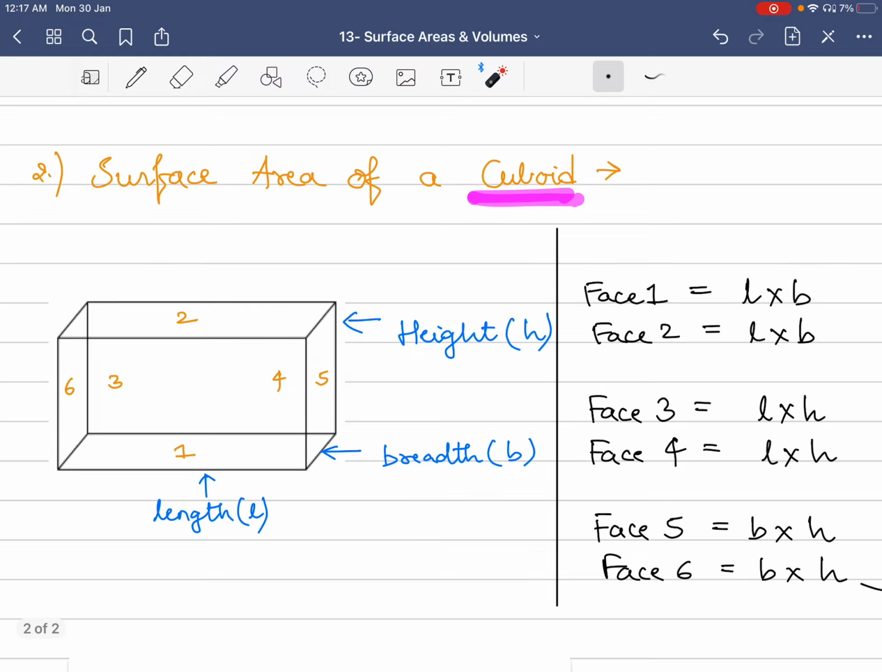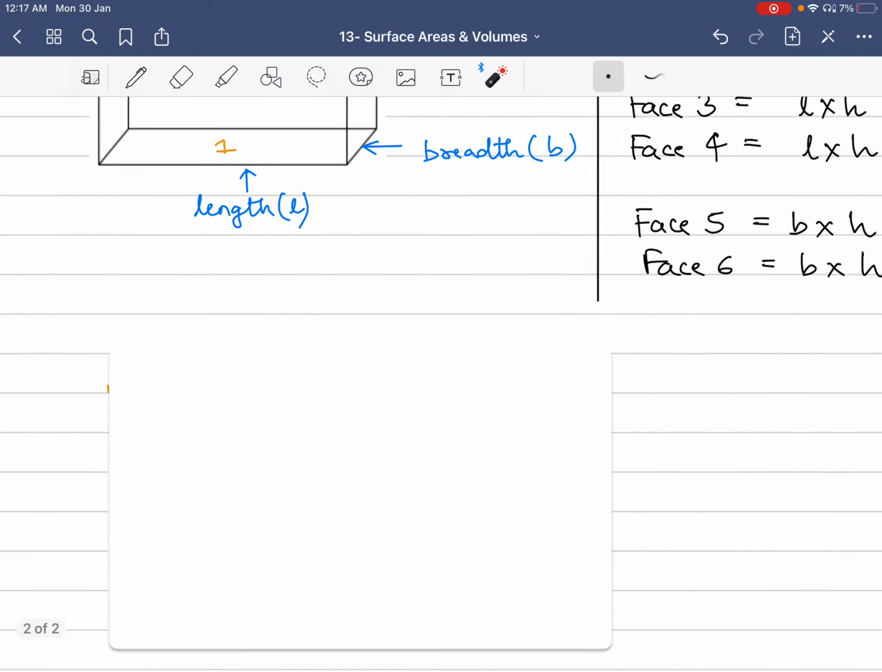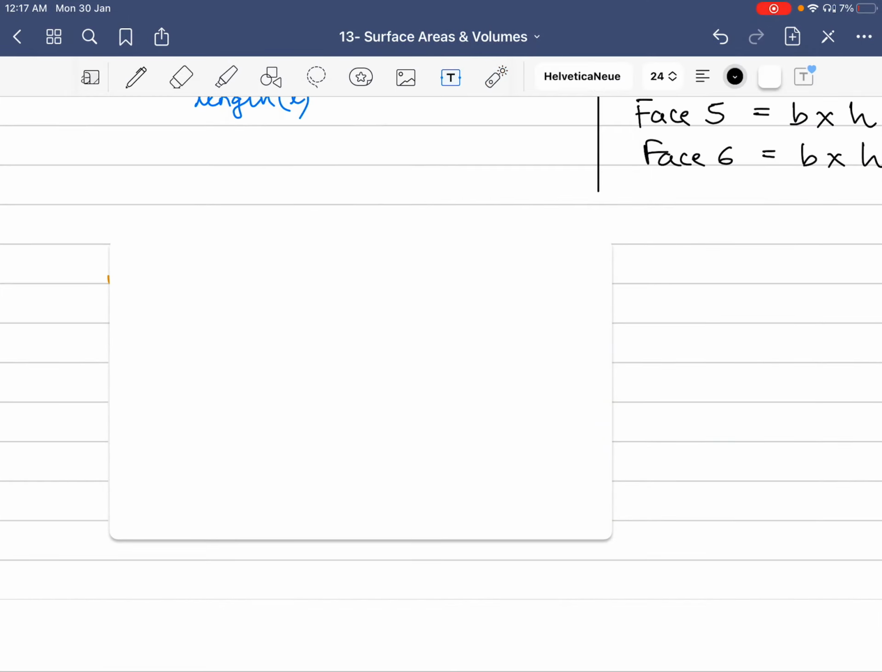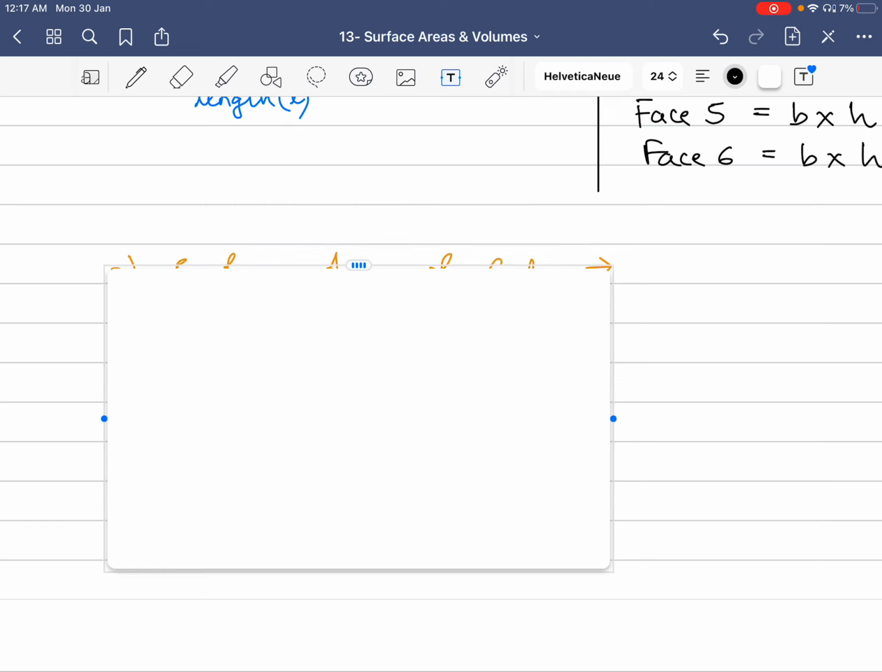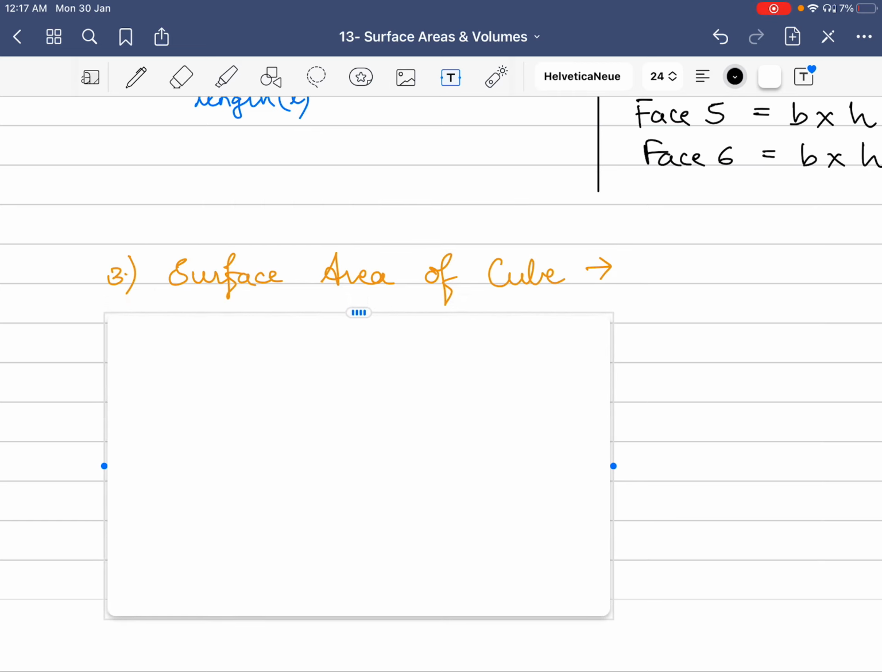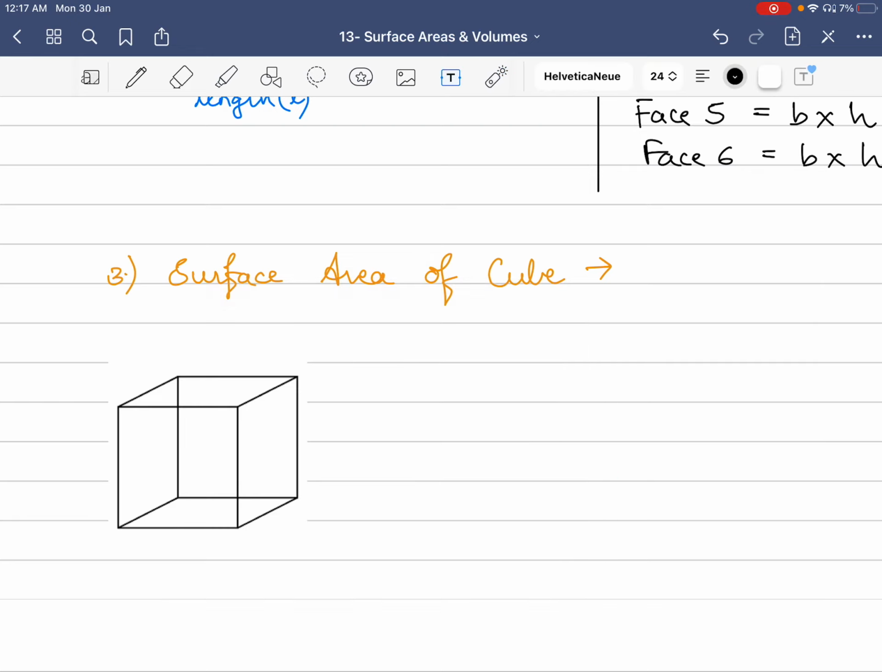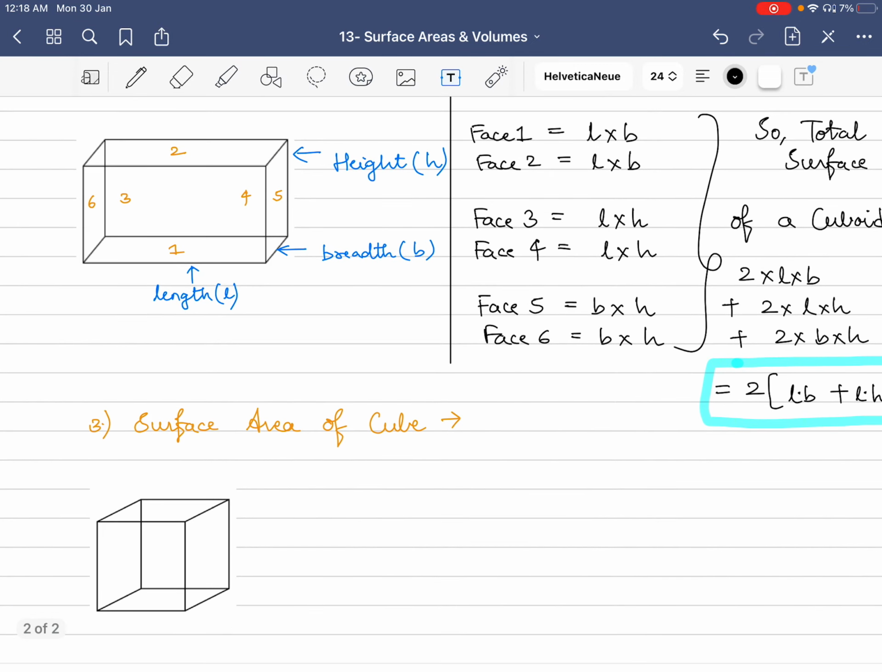After discussing the surface area of a cuboid, let's come to the third part of this video, which is nothing but the surface area of a cube. Cube and cuboid are quite similar in the way they look, so we already have a ready-made cube here. What is the key difference between this cuboid and a cube? Here there are rectangles, here there is a square.